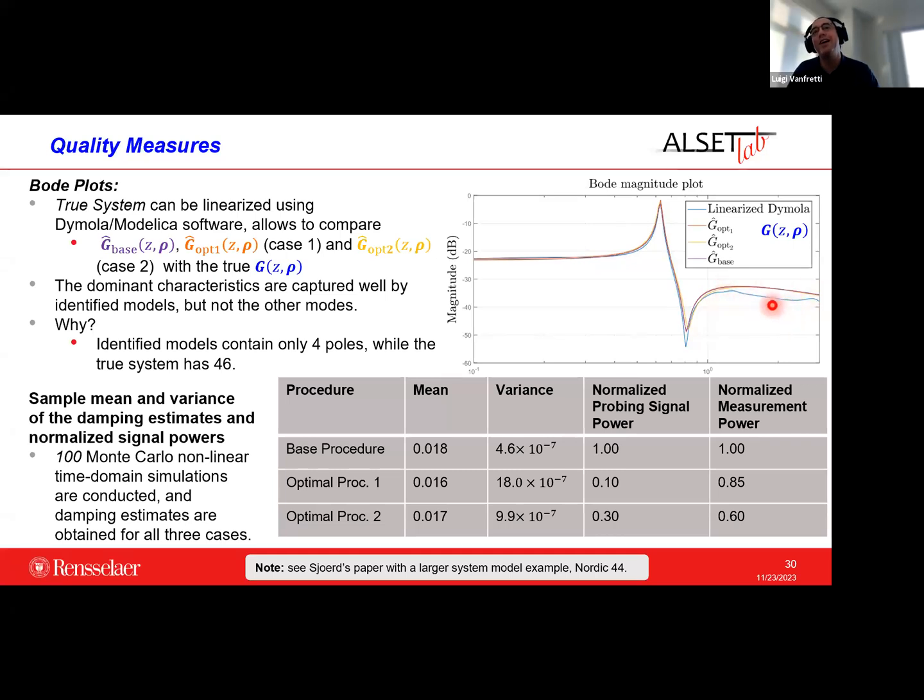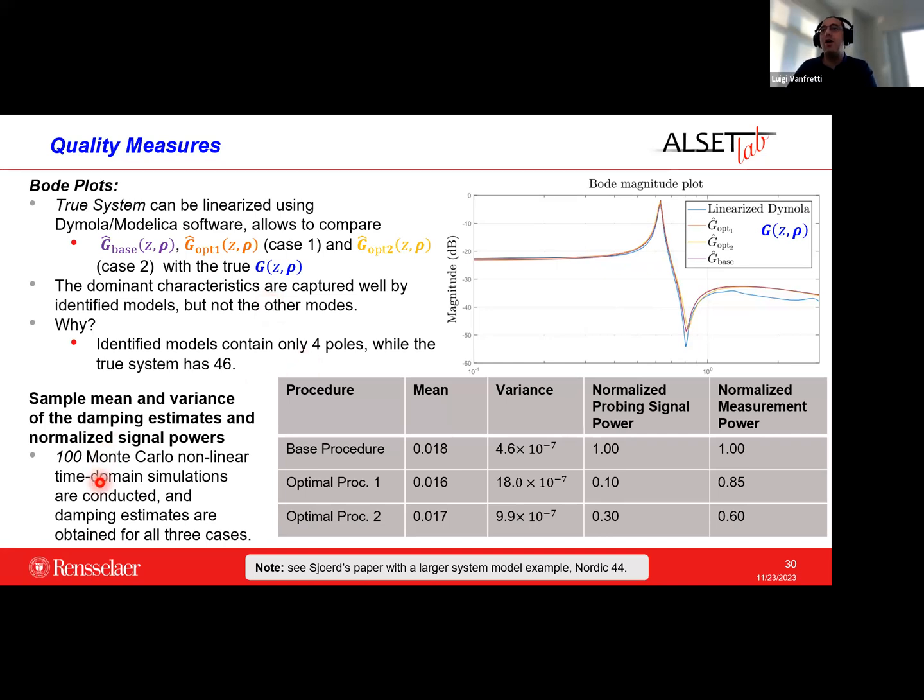Because, first of all, the model structure that we have picked has only 4 poles, while the system has 46. So of course we can fit very well to this inter-area dynamic, but we cannot capture the other ones. But that was not our goal. If that was our goal, we would have to modify the model structure and target those local modes too, which might not even be possible depending on where you are injecting the input signal.